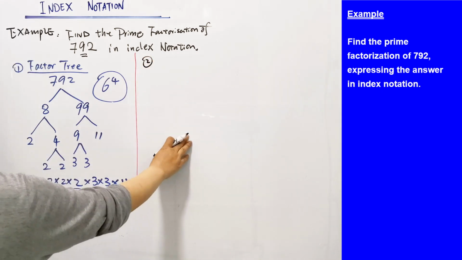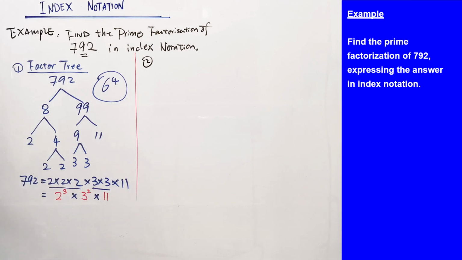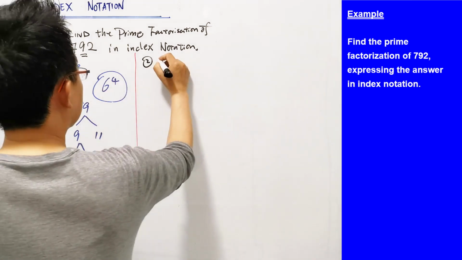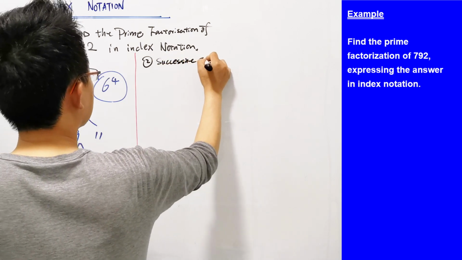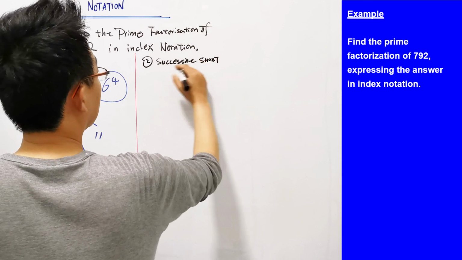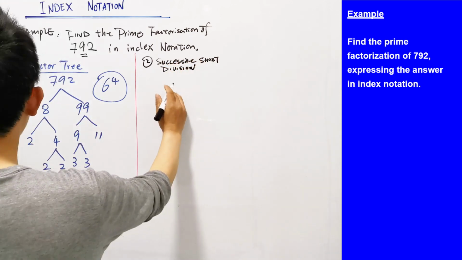Last class we also saw the alternative method. The alternative method is called successive short division, right? We can use successive short division. So how are we going to do that?